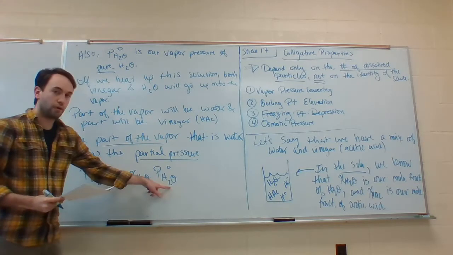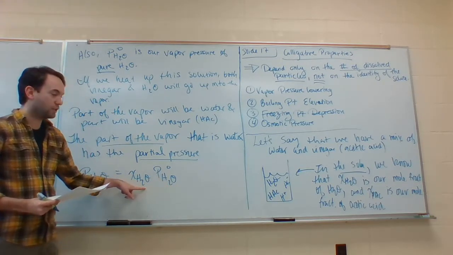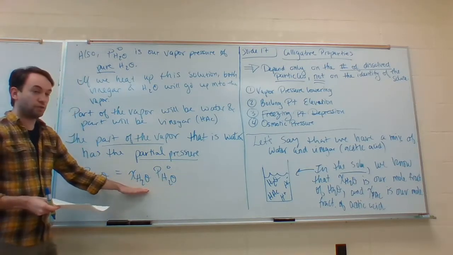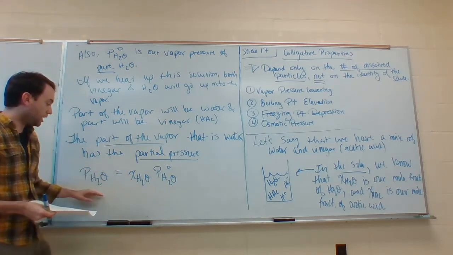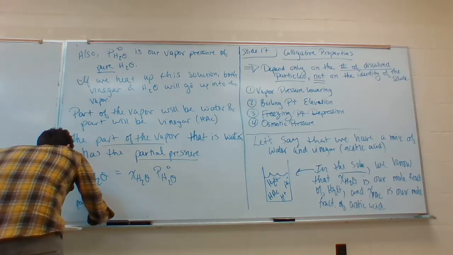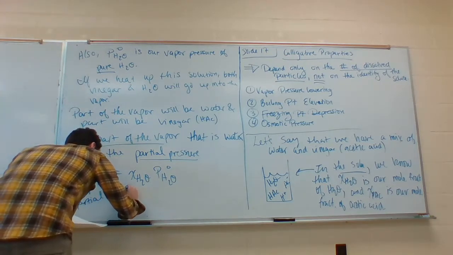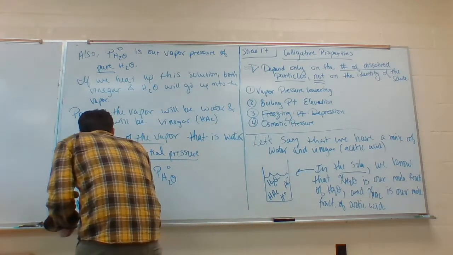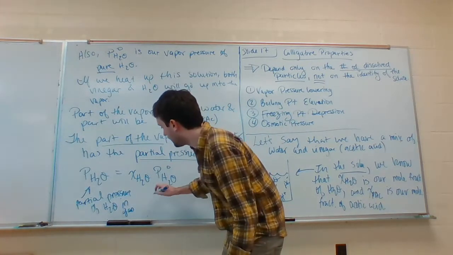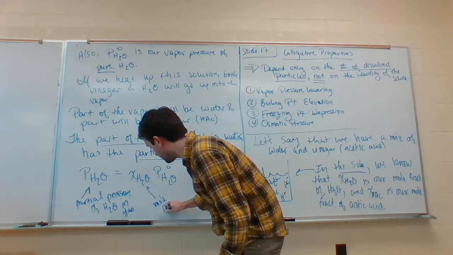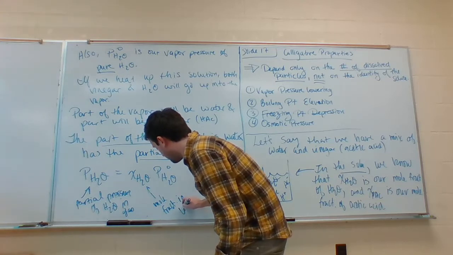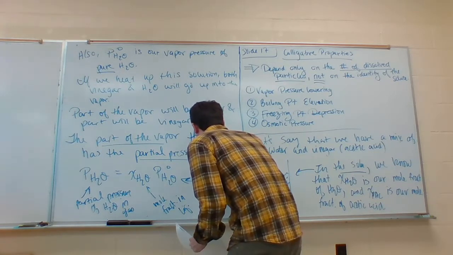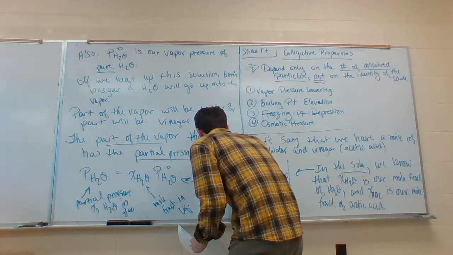Okay, so again, this was our pure H2O. We multiplied it by our fractions. This was our pure vapor pressure, right? And then we took the fraction that was water to get our partial pressure. So this is our partial pressure of H2O in the gas, right? And then this is our mole fraction in the liquid. And this is our pure component vapor pressure.